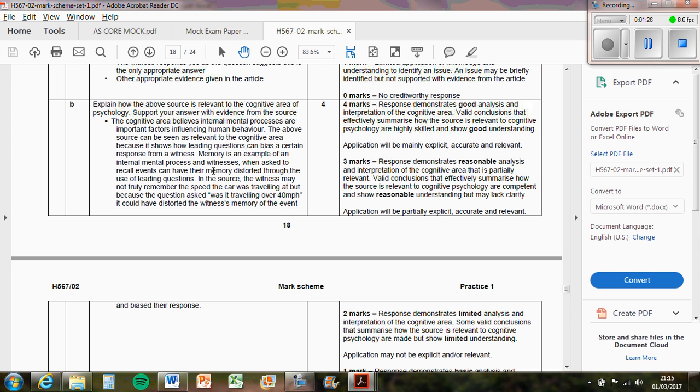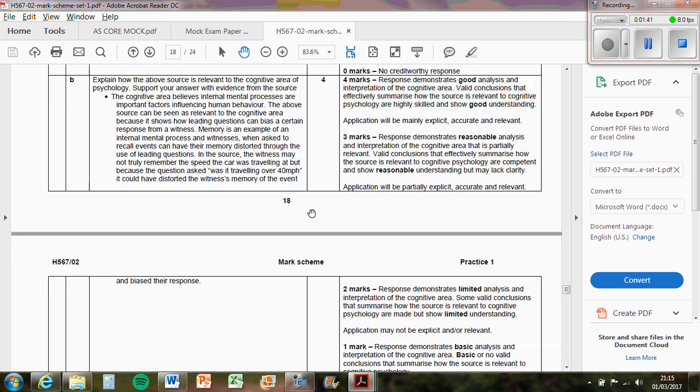You go into more detail there. And witnesses, when asked to recall events, can have their memory distorted through the use of leading questions. In the source, the witness may not truly remember the speed the car was travelling at, but because the question was asked, was it travelling over 40 miles per hour, it could have distorted the witness's memory of the event and biased their response. That's quite a detailed answer with just the one assumption, and the mark scheme's credited it.